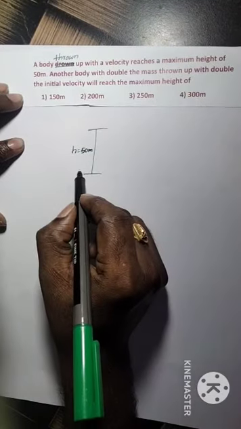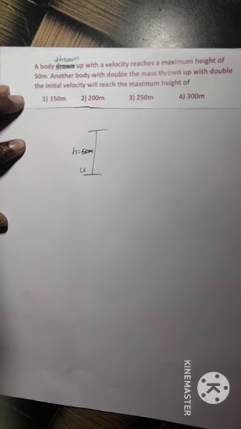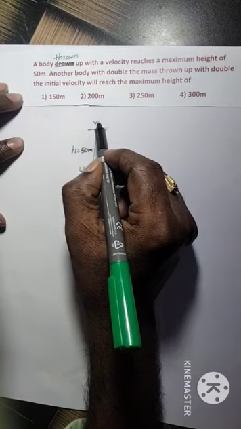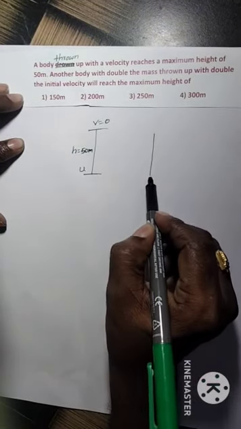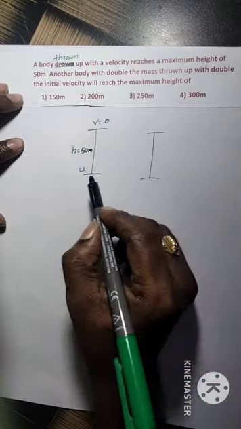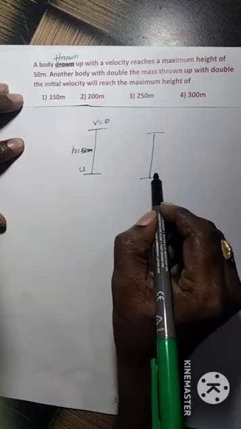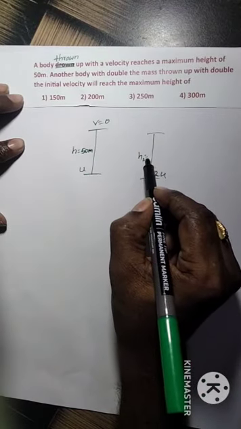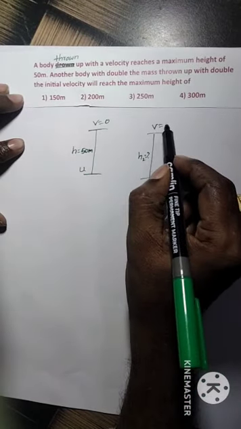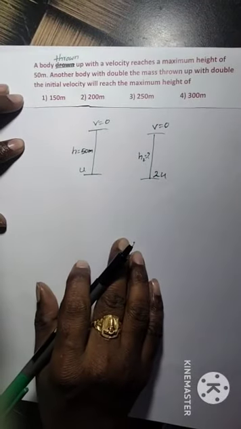We don't know the initial velocity, so we take it as u. Reaching the maximum height means its final velocity is 0. Another body they are throwing with double the initial velocity, and its mass is also doubled. So the final velocity for this one is also 0.